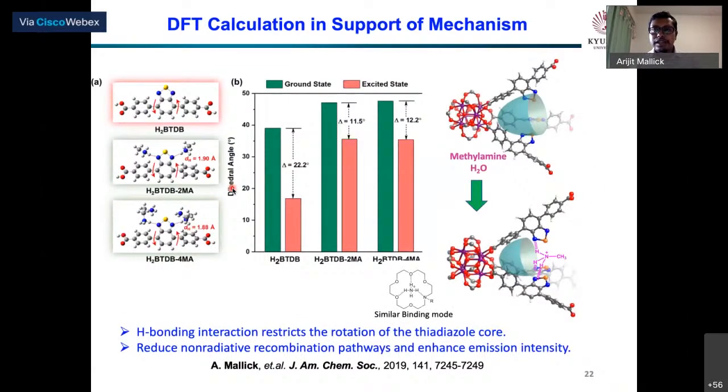Then we tried to do theoretical calculations to understand the interaction of the amine and the framework. We have seen that when the amine forms a hydrogen bond with this thiazole group, the motion of the benzene ring is restricted. Here is the change in dihedral angle from the ground state to the excited state. After two amines interact, the dihedral angle of the rings changes minimally. So when the ring is completely near planar, pi electron delocalization happens faster, and that gives the sensing.